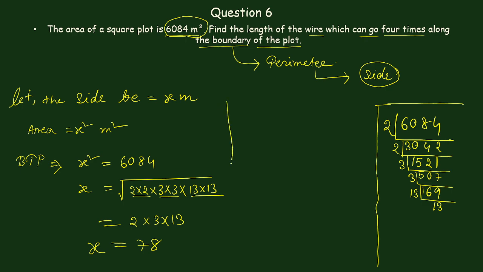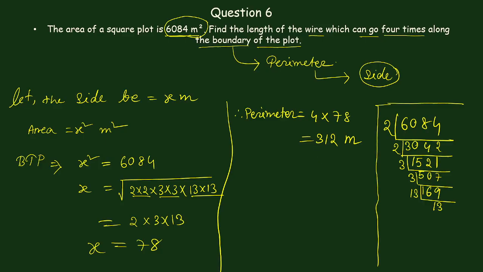So what is the perimeter? So therefore perimeter is 4 into 78. So 4 into 78, 4 sevens are 28, 280, and 4 eights are 32. So 312 meter. This is the perimeter.